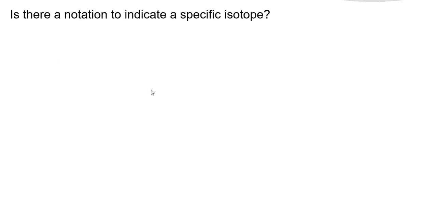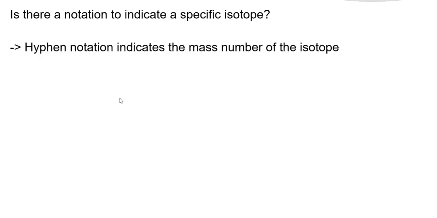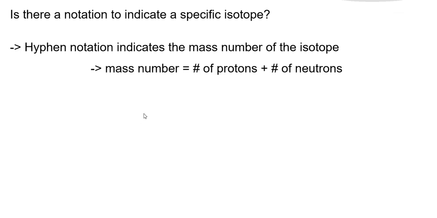So is there a notation that indicates the specific isotope? Of course there needs to be, because in some processes we need to know exactly which isotope we're talking about. Hyphen notation indicates the mass number of the isotope. So we have to remember what mass number is.